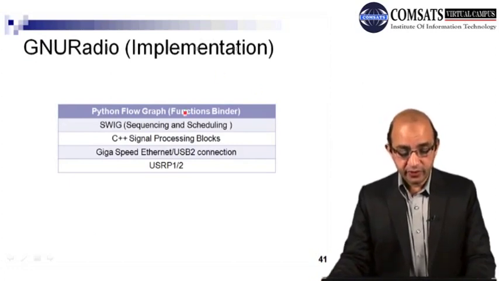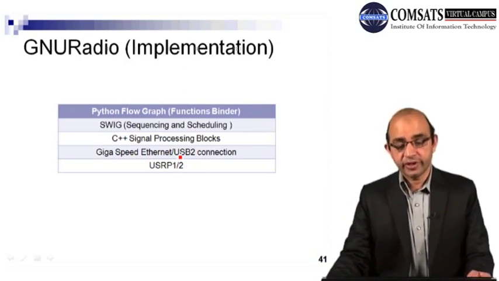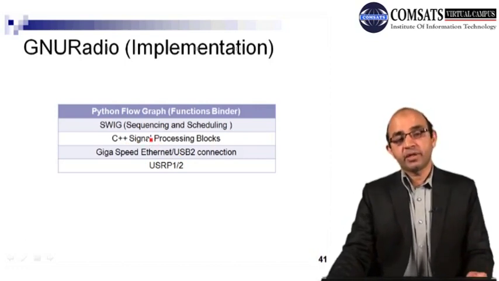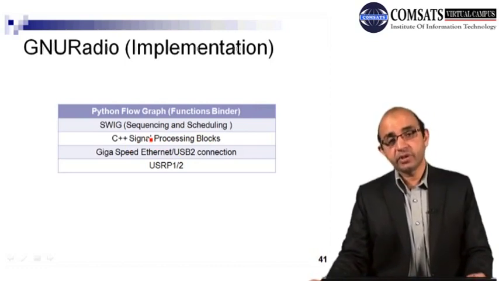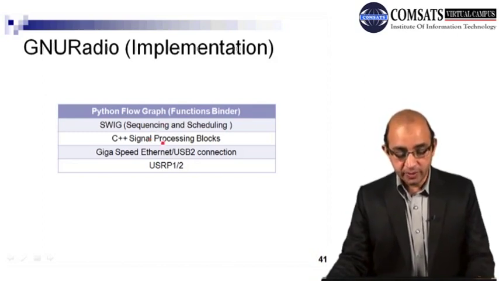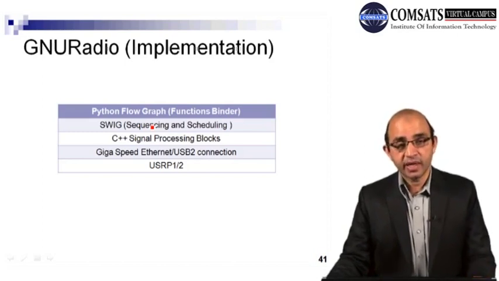So here is the picture, right? You can see we can have USRP kit 1 and 2, and here we have the interfacing via gigabit Ethernet interface, or we can also have USB for USRP1, and this is the C++ signal processing block over here, right? So all the modulators, all the filters, all different demodulators, encoders, decoders, they are written in C++, and we need some sort of sequencing and scheduling, right? So that is being provided by this framework, that is SWIG.